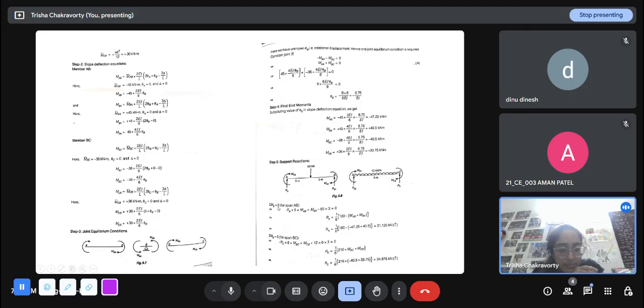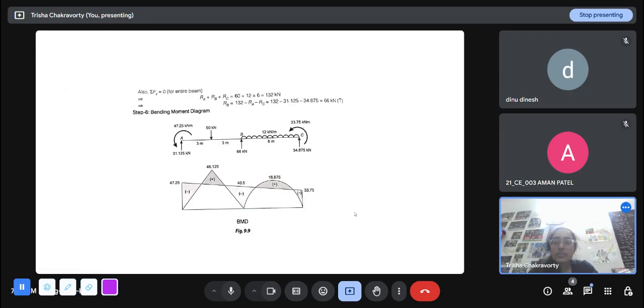So sigma MB equal to 0. From that I get RA, and then from that I can get RB1, right? By doing sigma Fy equal to 0. And for this span, again I put sigma MB equal to 0. From that I get RC, and RB2 I can get by doing sigma Fy equal to 0. Then I add RB1 plus RB2 to get the total RB from the roller support, and RC, and I have the support reactions here.